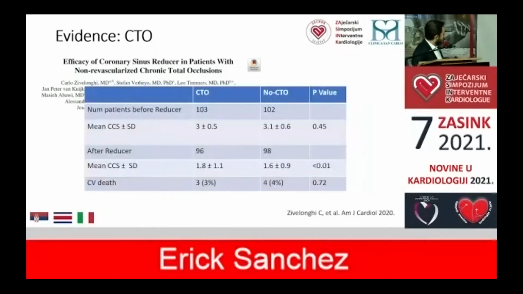And here you can see the results: 100 patients in each group, everybody got the reducer. This is with CTO, without CTO. You can see it's significant. The mean class of reduction of angina was better in the CTO group. They also looked at mortality, which was similar.